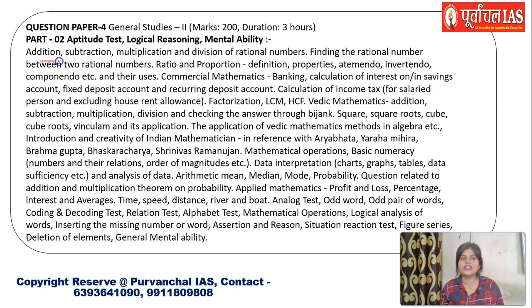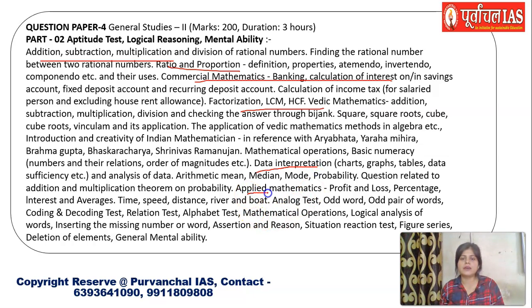Then there is a part 2 which talks about aptitude test, logical reasoning and mental ability. See, here you have addition, subtraction, multiplication, all of these that you have studied in your school days. You just need to make a revision of all of these. There is ratio, proportion, then there is commercial mathematics like banking, calculation of interest, savings, etc. You have LCM, HCF, you have Vedic mathematics, then you also have data interpretation, actually class 10th level.